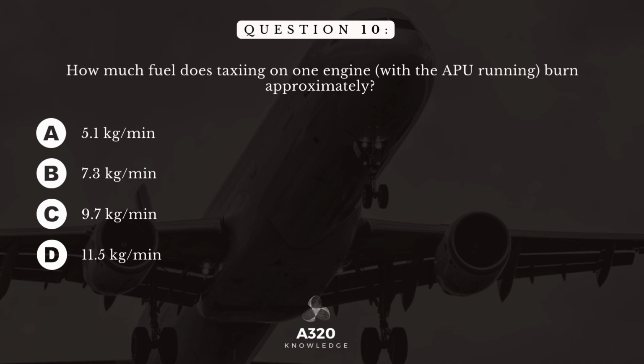And finally, question 10. How much fuel does taxiing on one engine with the APU running burn approximately? A. 5.1 kilograms per minute. B. 7.3 kilograms per minute. C. 9.7 kilograms per minute. D. 11.5 kilograms per minute.